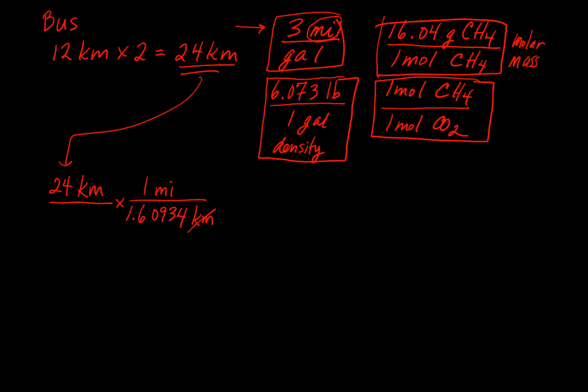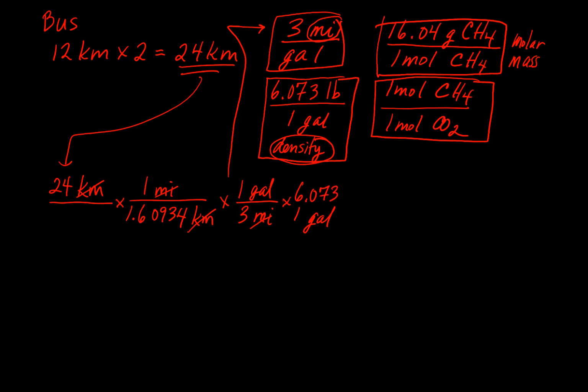So kilometers will cancel. Now I'm setting up my dimensional analysis by canceling numerator and denominator. Now we can use this conversion factor that we're given. So for every 3 miles that are traveled, we're using 1 gallon of gas. So now miles will cancel and you've got gallons. What you can do now is use density and say that in every 1 gallon of gas, you have 6.073 pounds of that natural gas. So gallons will cancel.